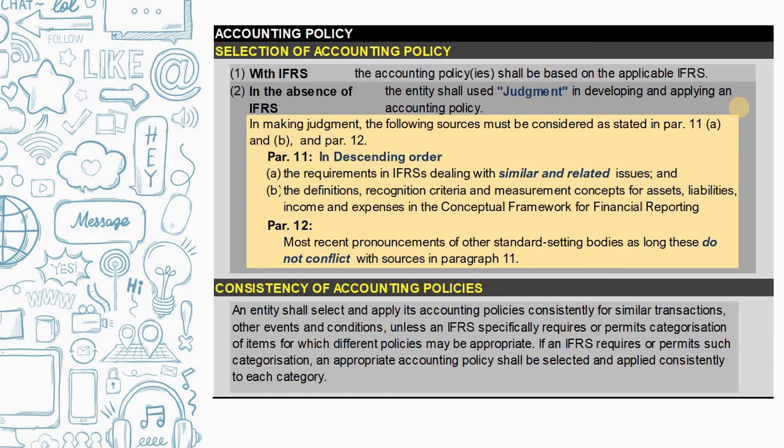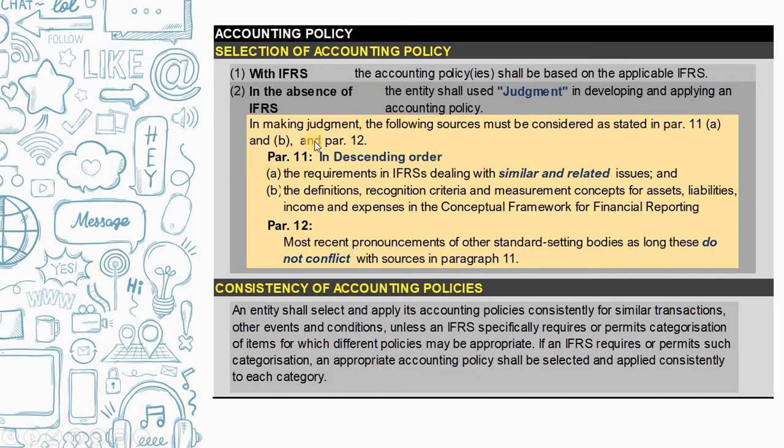However, if there is no IFRS applicable to a specific transaction, this time the entity shall use judgment in developing and applying an accounting policy. According to the standard, in making judgment, the following sources must be considered as stated in paragraphs 11 and 12. So the provisions under paragraph 11 and paragraph 12 are the sources of accounting policy when the entity will use judgment. Let's start with paragraph 11.